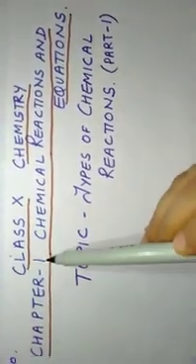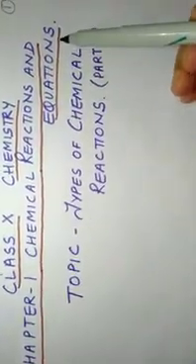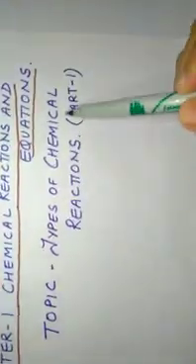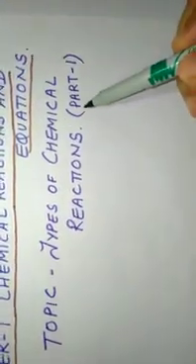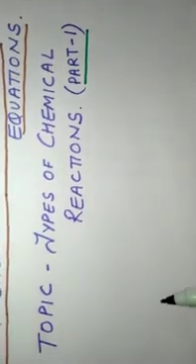We are on chapter 1, chemical reactions and equations. The topic is types of chemical reactions. This is part 1 of the video. Today we are going to study the types of chemical reactions.